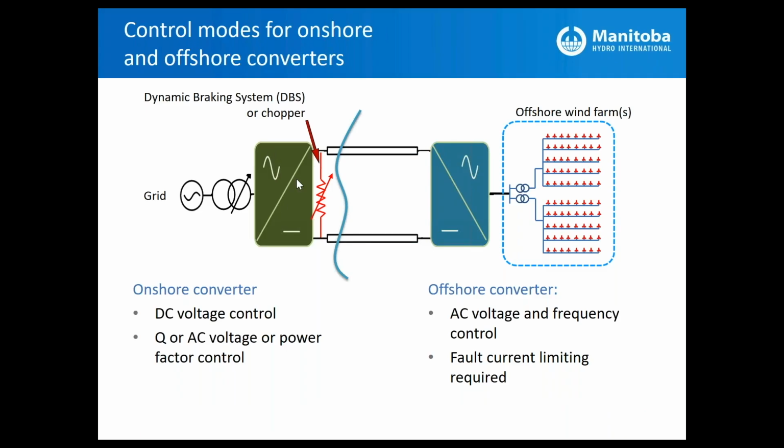You have an onshore station, and an offshore station that maintains AC frequency and voltage for the offshore network, as opposed to typical point-to-point HVDC schemes where you have power control on one station and DC voltage control on the other. The role of the onshore station is to maintain the DC voltage and also control AC voltage or reactive power, and for grid code requirements, you may also need to inject reactive current during under voltages. The offshore converter maintains AC voltage and frequency.